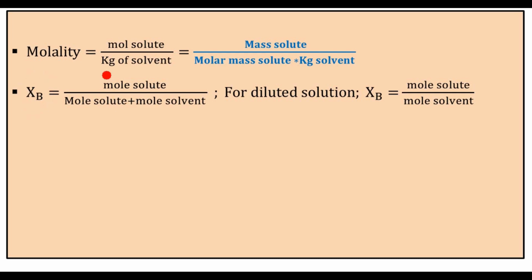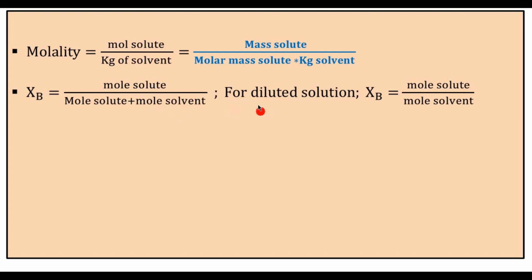for the solid will be equal to the moles of solid divided by the total moles. Total moles equal moles of solid plus moles of the solvent. Then for the rest of the solution, we know that the moles of solid are very negligible as compared to the moles of solvent. That means this mole of solid can be neglected as compared to the moles of the solvent.